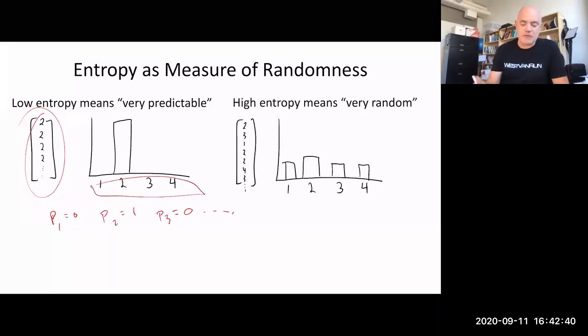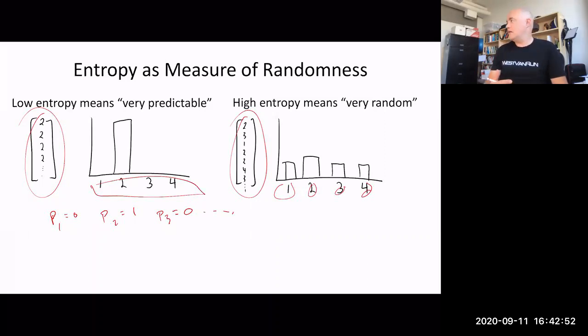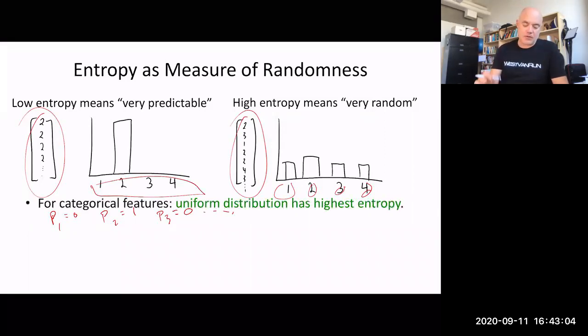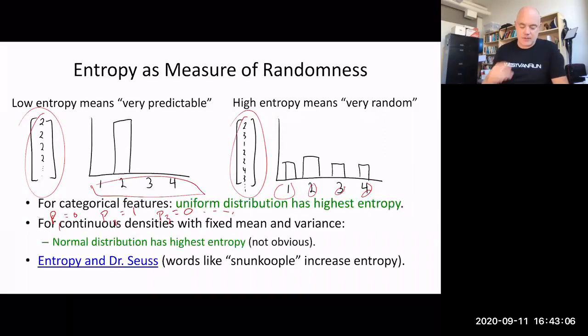A high entropy distribution means that the values in this set are very mixed and are effectively uniformly distributed across the various options. So if you compute the population estimate of the proportion of 1s in this set, the proportion of 2s, and so forth, i.e. the probability of encountering them in the empirical sense, then this is a high entropy distribution. So for categorical features, the uniform distribution has the highest entropy.